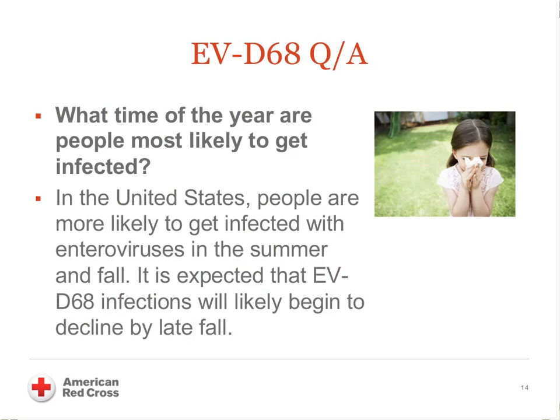And lastly, what time of the year are people most likely to get infected? Here in the United States, people are more likely to get infected with enteroviruses in the summer and fall. It's expected that EV-D68 in itself will decline by late fall.